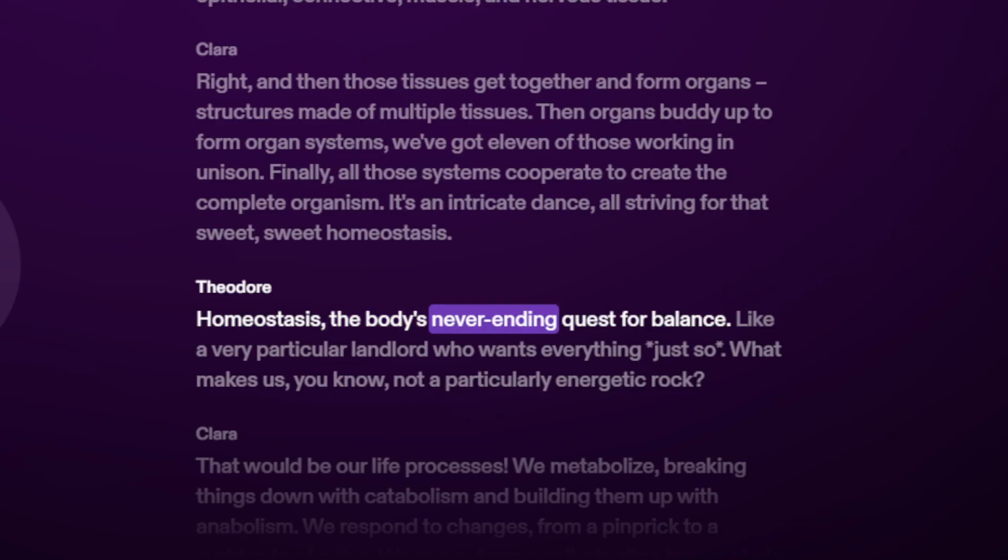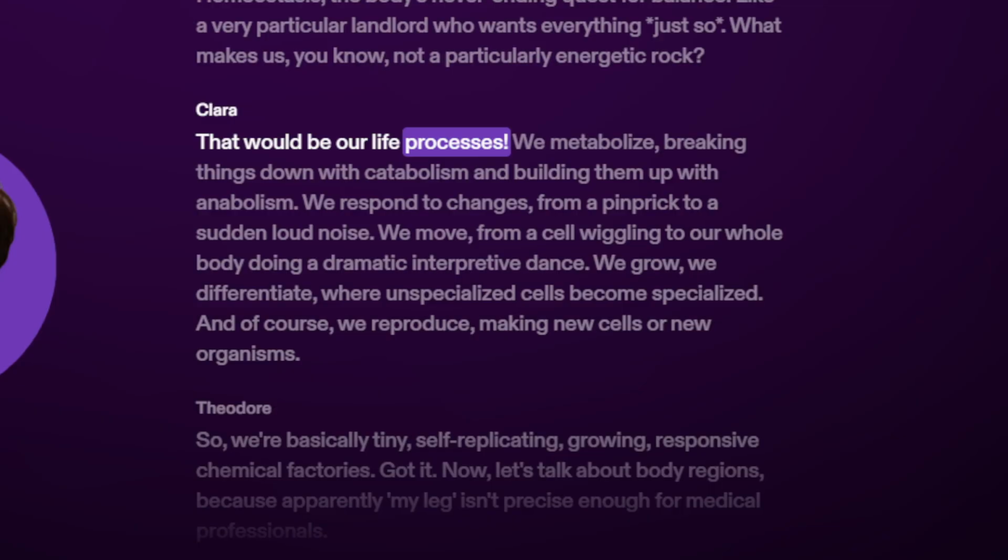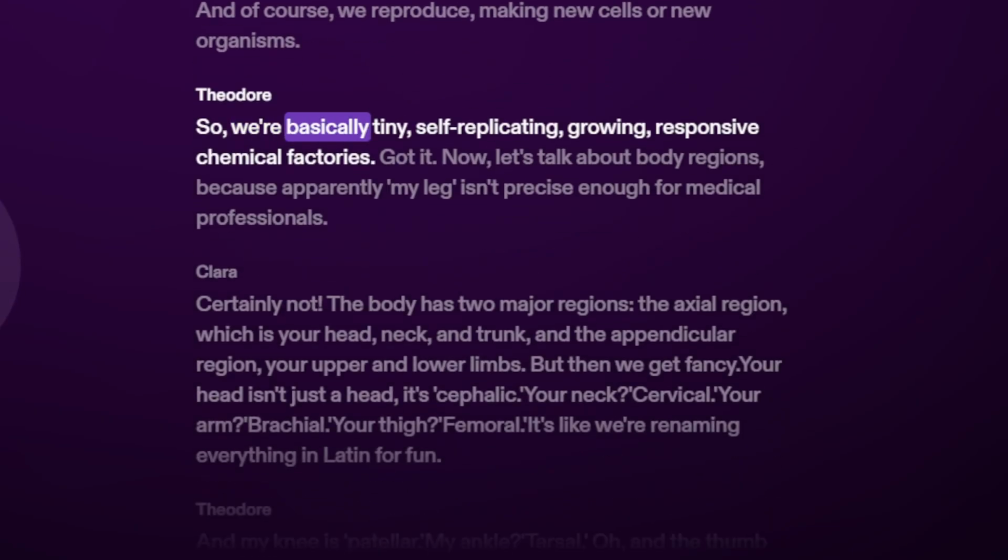Homeostasis, the body's never-ending quest for balance, like a very particular landlord who wants everything just so. What makes us, not a particularly energetic rock? That would be our life processes. We metabolize, breaking things down with catabolism and building them up with anabolism. We respond to changes, from a pinprick to a sudden loud noise. We move from a cell wiggling to our whole body doing a dramatic interpretive dance. We grow, we differentiate, where unspecialized cells become specialized. And of course, we reproduce, making new cells or new organisms. So we're basically tiny, self-replicating, growing, responsive chemical factories.